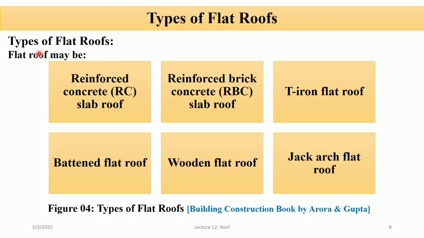Now let's discuss different types of flat roof. A flat roof may be a reinforced concrete slab roof, reinforced brick concrete slab roof, T iron flat roof, batten plate roof, wooden plate roof, or jack arch plate roof. As we discussed the wooden plate floor and jack arch floor in the previous lecture on floors, they are similar. So now we will discuss only the T iron plate roof, batten plate roof, as well as the reinforced concrete slab roof and reinforced brick concrete slab roof.